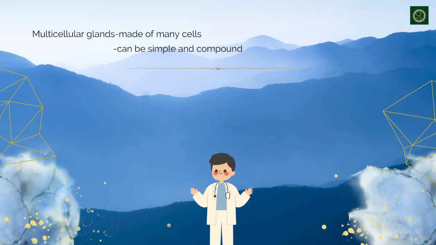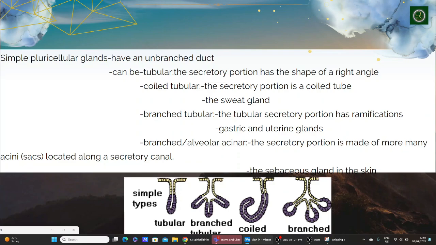Multicellular glands are made of many cells. They can be simple and compound multicellular glands. Simple pluricellular glands have an unbranched duct. They can be tubular if the secretory portion has the shape of a right angle, coiled tubular if the secretory portion is a coiled tube, branched tubular if the tubular secretory portion has ramifications, and branched or alveolar acinar if the secretory portion is made of many sacs located along a secretory canal.